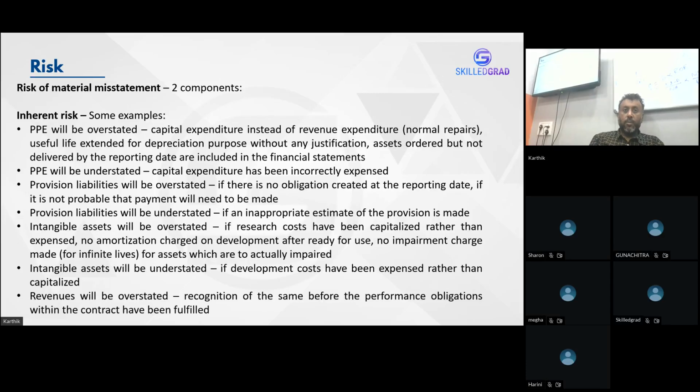Revenue before the obligation is fulfilled, before I deliver the product to the customer, I recognize my revenue.